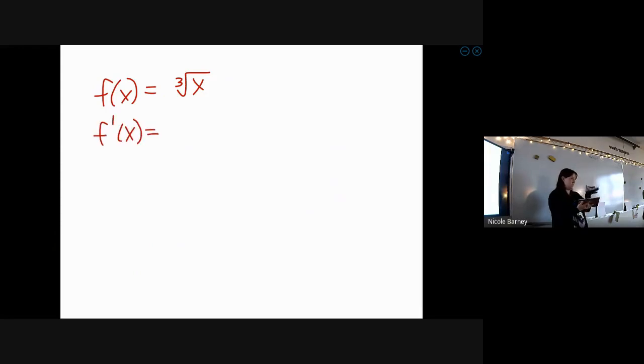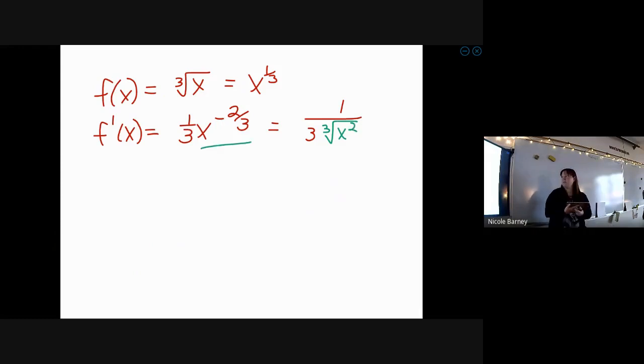And this is a vertical tangent line, because that's the slope of the vertical line is undefined. So if I derive this, I get 1/3 x to the -2/3, which I can rewrite as 1/3 times the cube root of x squared. Okay. So here is a function that is defined on its domain. This has all real numbers as its domain, right? It's always continuous.